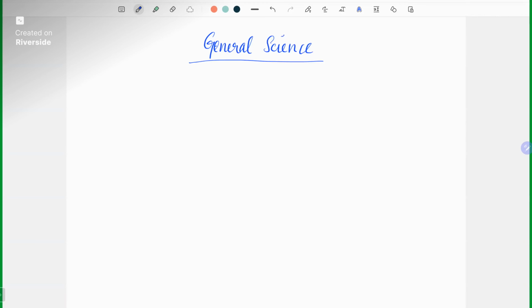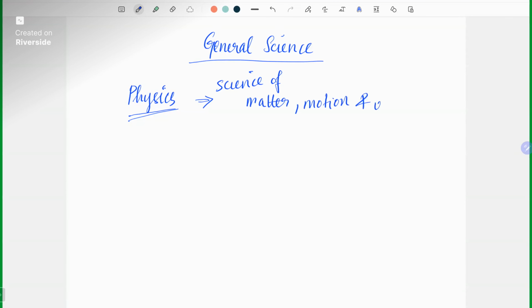We'll start with physics. Whatever we are going to see in this class is kind of revision. We have all come across all these topics from childhood. We'll be revising everything efficiently as much as possible. So physics is basically the science of matter, motion, energy, and the interaction between them.